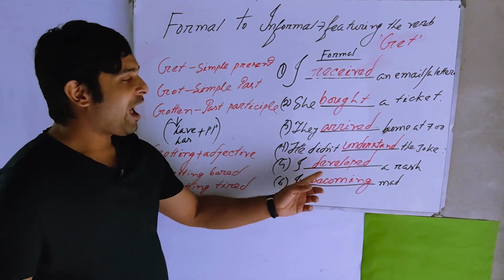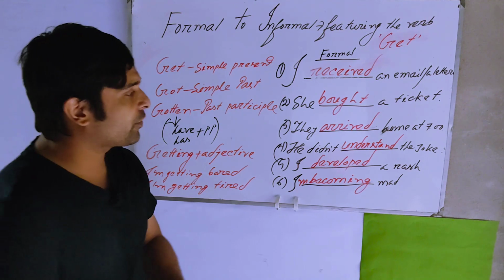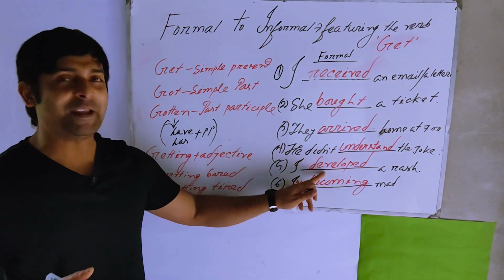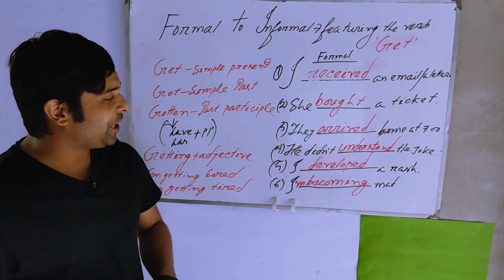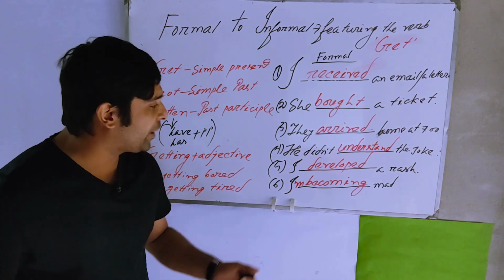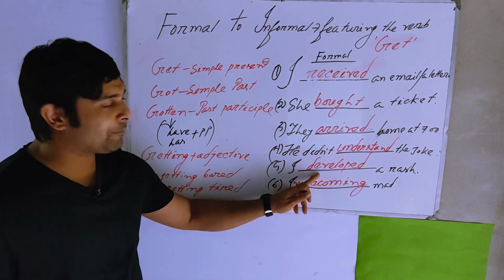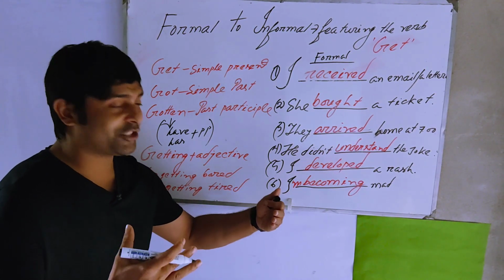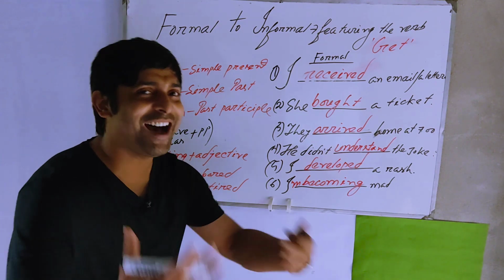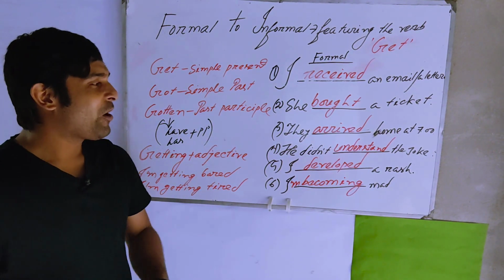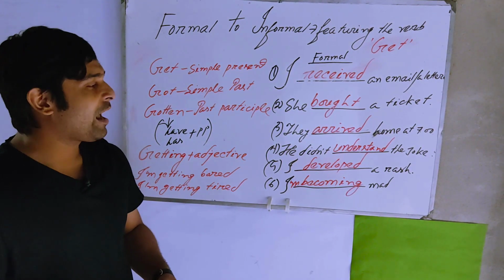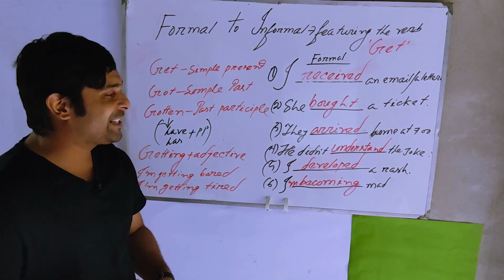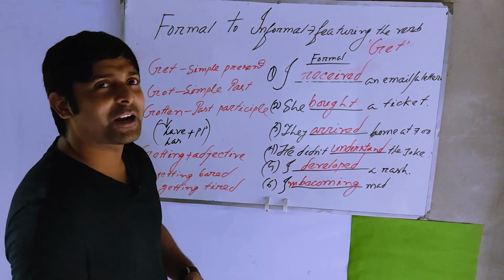And the next one, I developed a rush. It's okay, I developed a rush. Those who are native speakers, in an informal way, they never say "I developed". They say, "I got a rush." It's okay. Or if I say "I got a nap," they never say "I developed a nap." They say, "I got a nap."